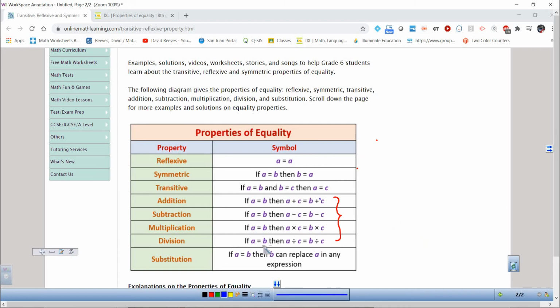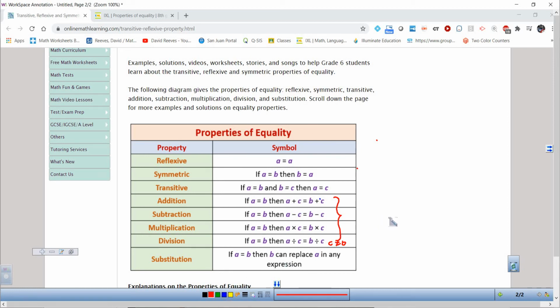Of course, division is going to work the same way, although with division we have to be careful, and they did not include it here. We cannot divide by 0. Okay, so whatever you're dividing both sides by, you have to make sure it's not equal to 0.